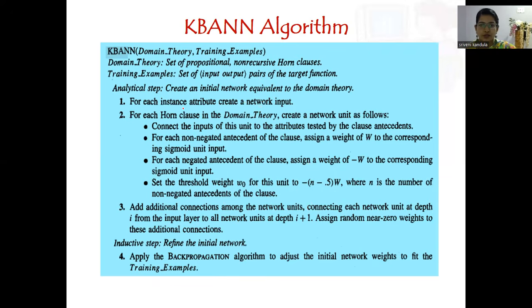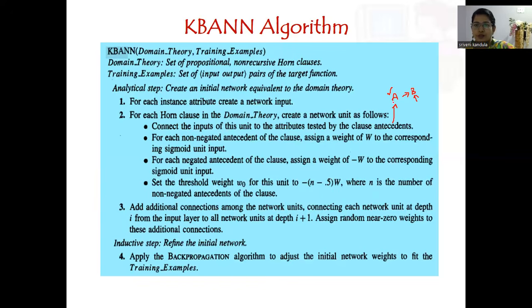Let's see the first three steps. First, for each instance attribute, create a network input. If you have an attribute, you should take that attribute as an input. Now, for each Horn clause in the domain theory, create a network unit. To create a network unit, connect the inputs of this unit to the attributes tested by the clause antecedents. So what are antecedents? Suppose you have a clause in the form of A implies B. This left hand side part we call the antecedent, and this is the consequent. I hope all of you know this. Only the left hand side parts we are taking, and we are giving these as input.